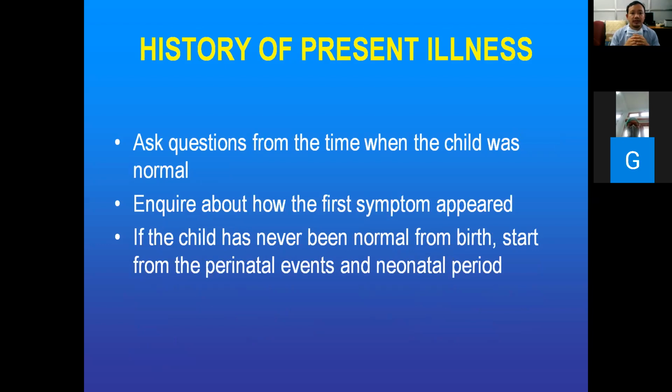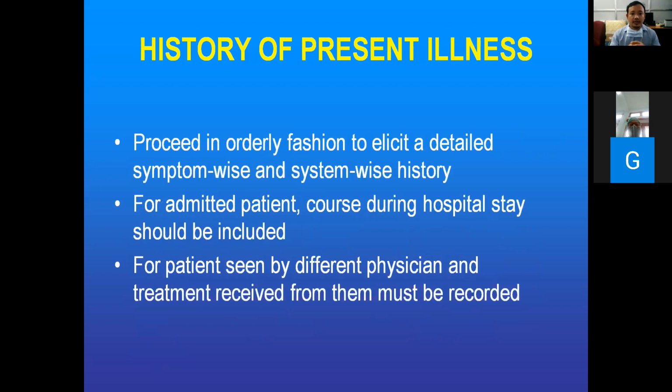So in the history of present illness, we can ask from when the child was normal, and inquire about the first symptoms when they appeared. If the child has never been normal from birth, then we can start the history from perinatal events and the neonatal period. So we should proceed in an orderly fashion to elicit a detailed symptom-wise and then a system-wise history. For admitted patients, the course during the hospital stay should be included, and for patients seen by different physicians, the treatment received from them must be recorded.